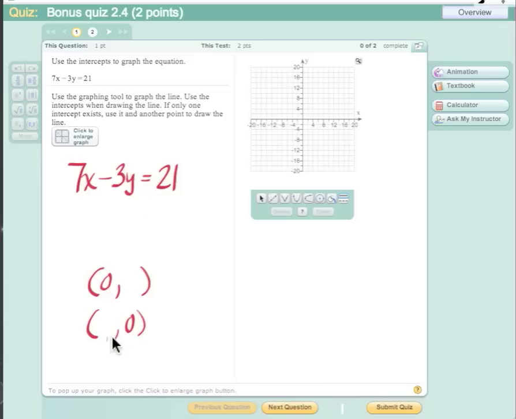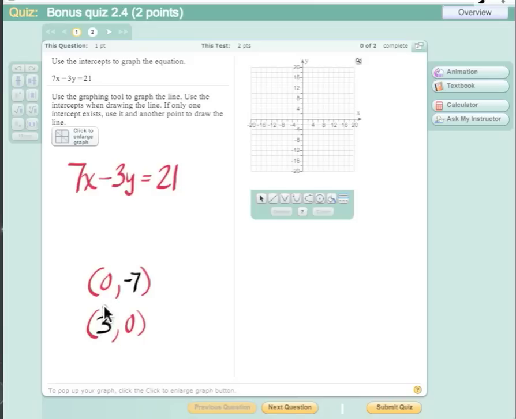And I've already started that down here. Notice to find the y-intercept, I'm going to let x equal 0 up here. And when you let x equal 0, this whole term vanishes. And I just have to solve this for y. And of course, y is going to be equal to 21 divided by negative 3, negative 7. So when x is 0, y is negative 7. We're halfway home. Now, I'm going to let y equal 0 to find the x-intercept. And when y is equal to 0, this vanishes. And it's a simple thing to see that x has got to be 3. And so there are the 2 points.